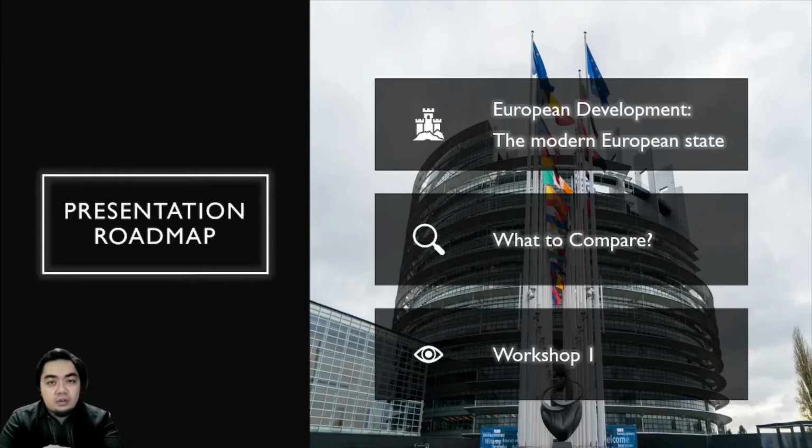For this lecture, we are first going to cover how European kingdoms transformed into modern nation states. What are the factors behind this and what made it possible? Second, we are going to talk about comparative politics as the main framework for this course and what to compare in terms of the political processes involved in the making of European states. And finally, we are going to talk about the workshop for this module.